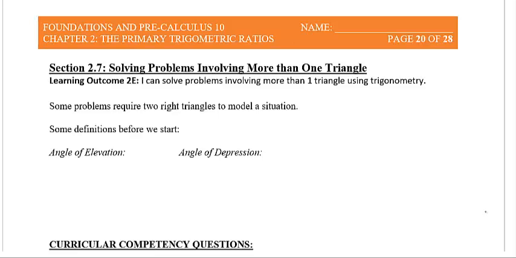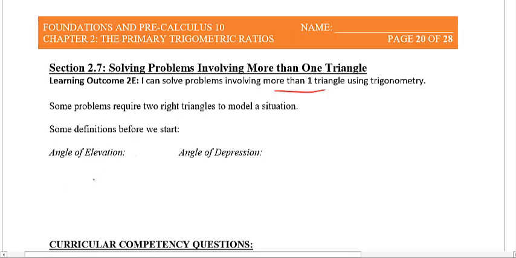Alright, this is section 2.7, where we're trying to solve problems using the trig ratios that involve more than one triangle. Solving these problems requires two right triangles to model a situation. So that's what we're doing today. You're going to have two triangles, and you're going to use them to answer the problems. Just some quick definitions again before we start.